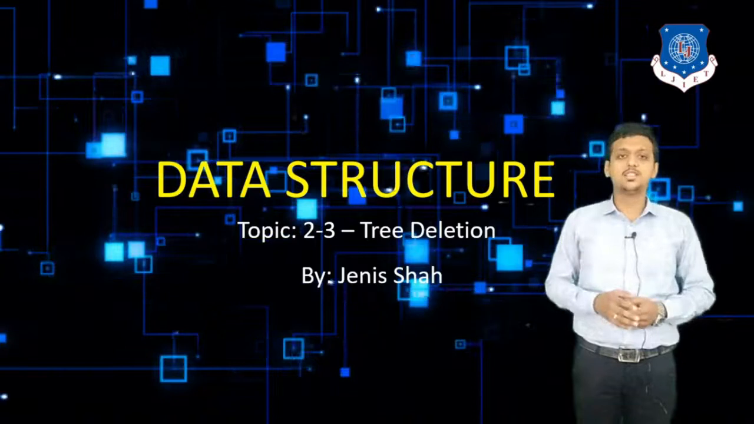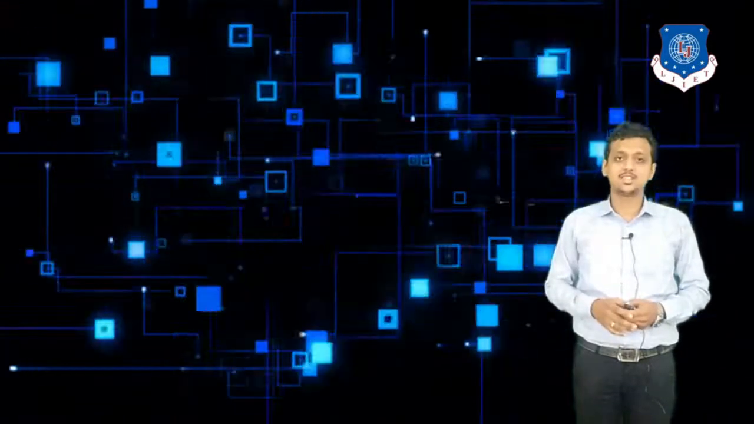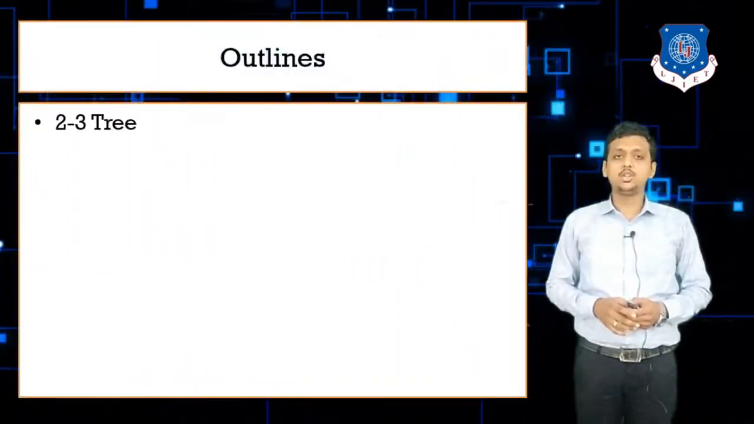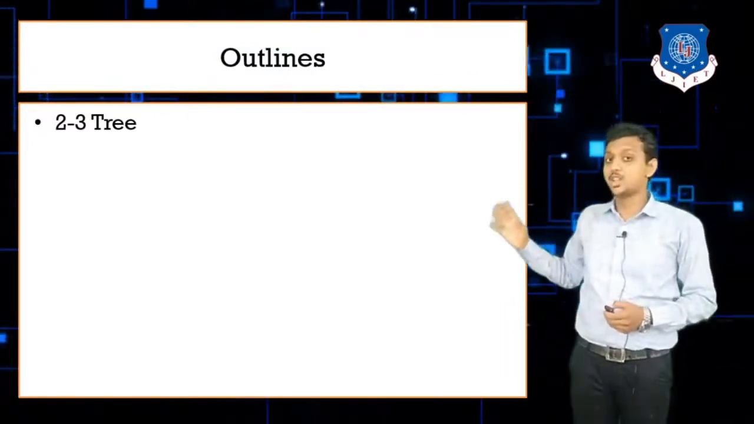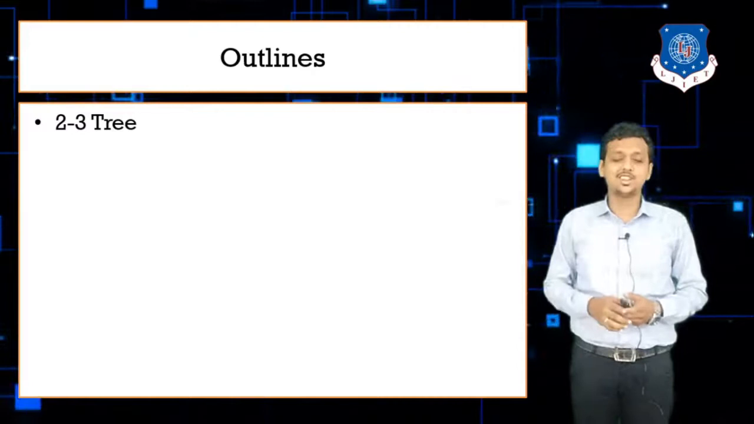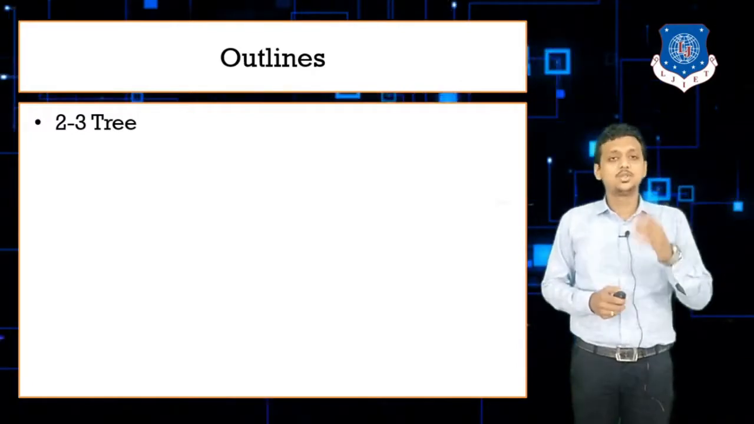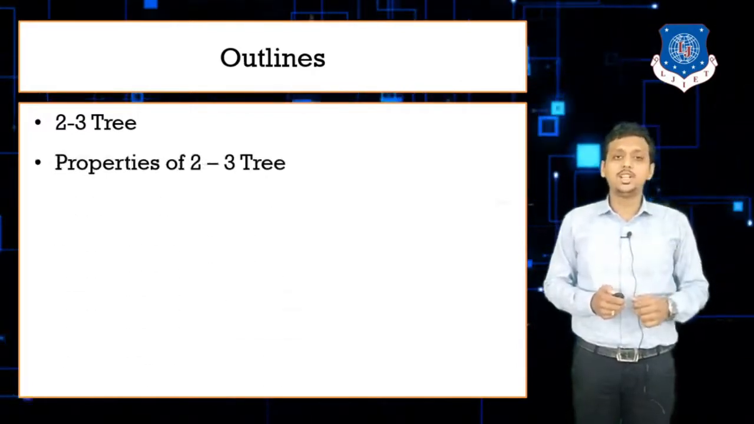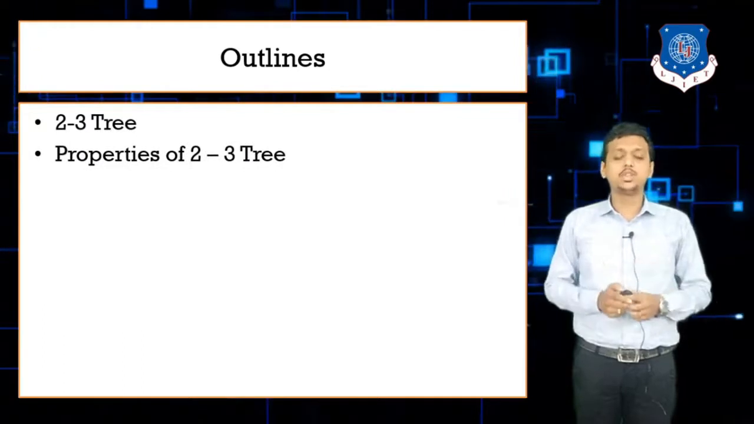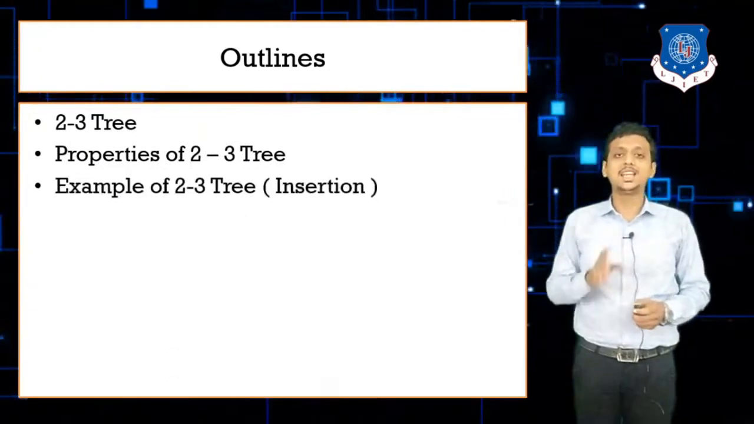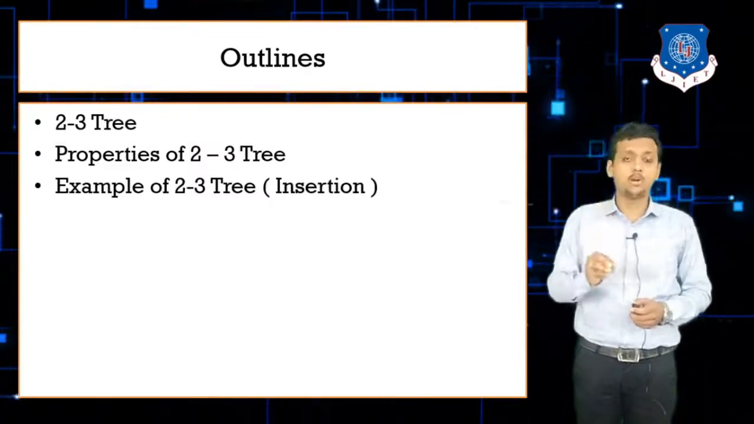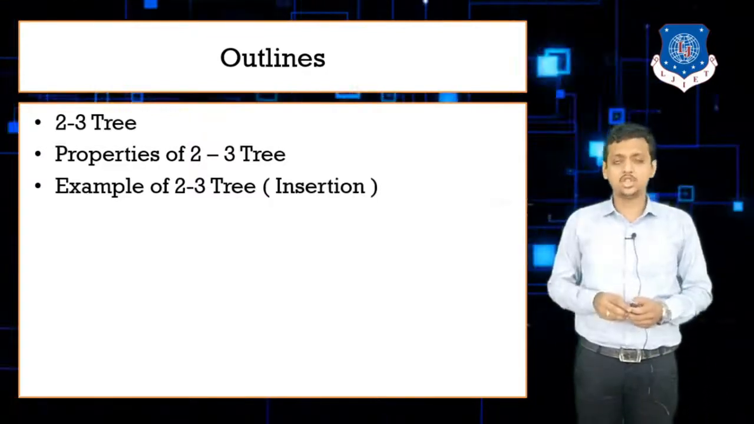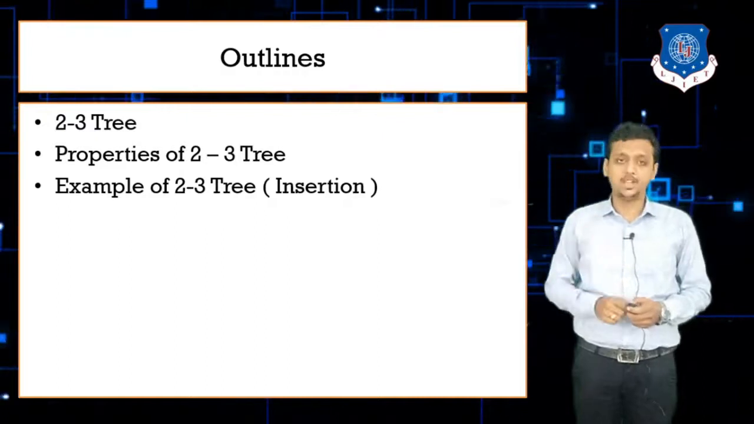So let's begin with today's outline. Students, today we are going to learn about the 2-3 tree. This is the last topic of our tree data structure. Today we will learn about the 2-3 tree, then we move forward to the properties of 2-3 tree, and the last one is an example of how we can perform an insertion operation in a 2-3 tree.